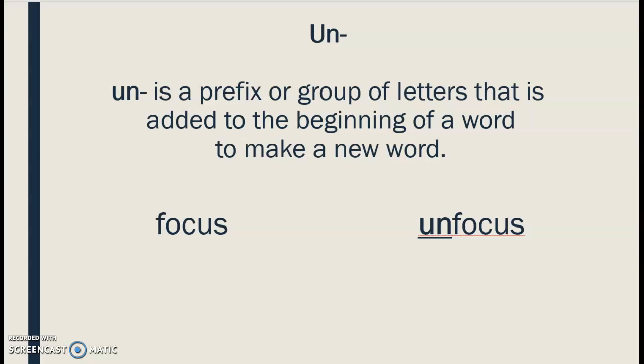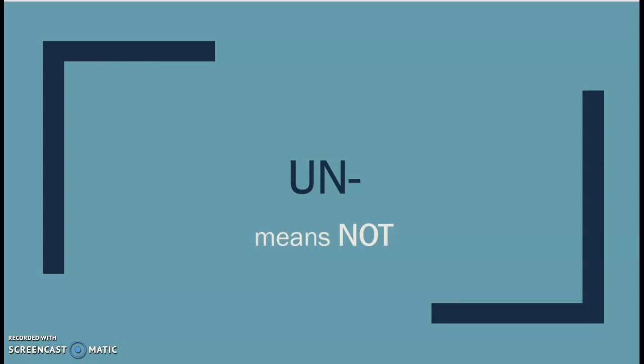Okay. The last thing we want to talk about is this prefix, un. So a prefix is a group of letters that is added to the beginning of a word to make a new word. For example, you might have the word focus, and then you might have a word like unfocused. Sometimes we see it usually with ed at the end, unfocused. Like maybe I'm a student and sometimes I get a little unfocused in class. So un is a prefix that means not.